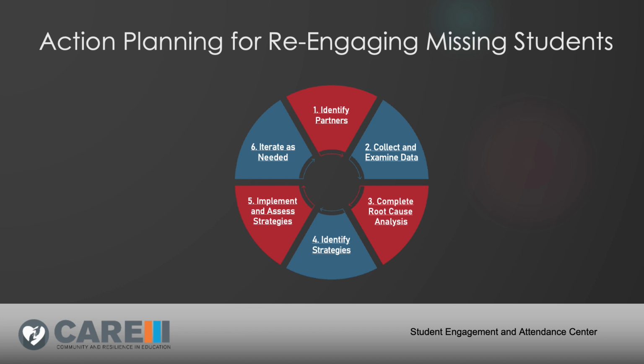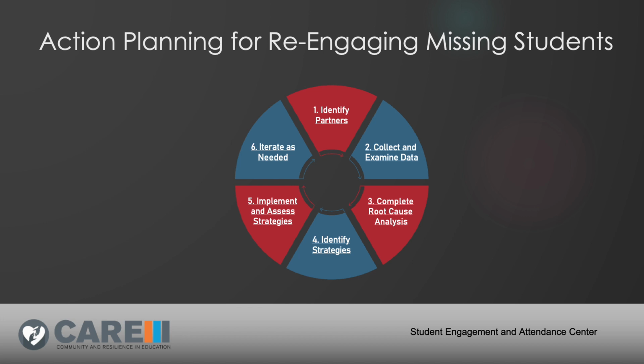We want to collect and examine data, so we're going to look at quantitative as well as qualitative data. And so, the absence or attendance records from schools. If you have a family engagement survey, you can do something like that. You might do focus groups. Whatever the team decides is going to produce data that will help inform interventions and decision making.